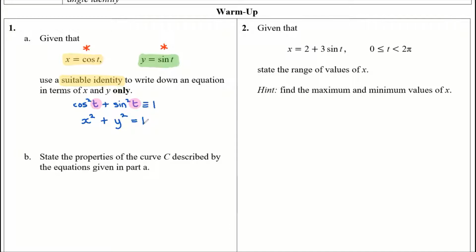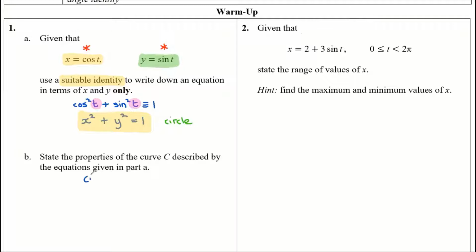Right, so for part B, it says state the properties of the curve C described by the equations given in part A. Well, if you look at the equation, I'm hoping you'll recognize it, and we can write down all the properties that are attributed to this equation. So I'm hoping you recognize that this is indeed a circle.